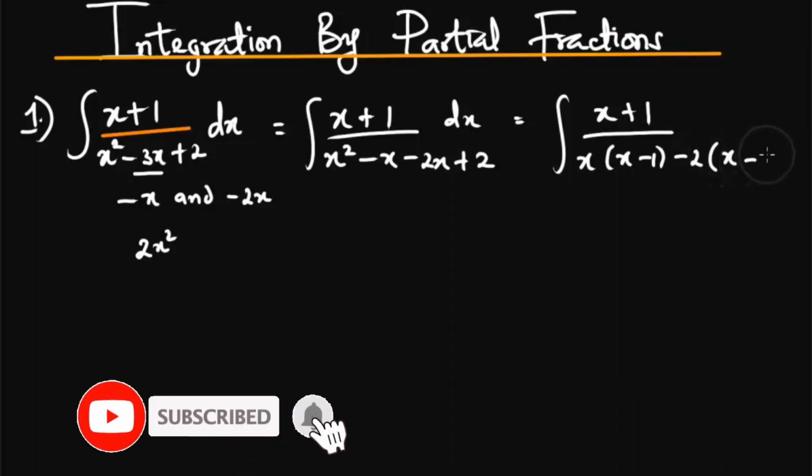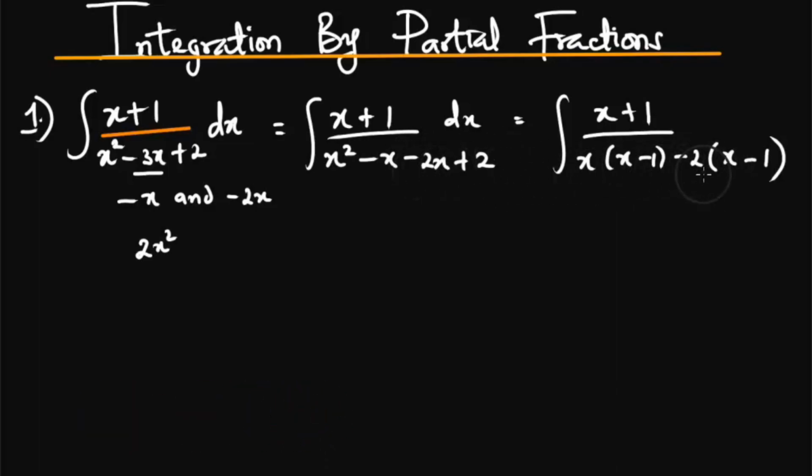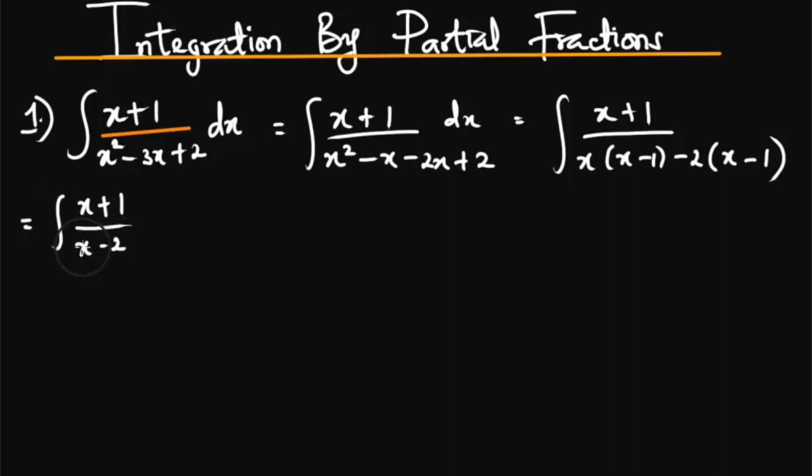x minus 1. Minus 2 multiplied by x gives us minus 2x, minus 2 multiplied by minus 1 gives us plus 2. So finally, simplifying this expression gives us the integral of x plus 1 divided by x minus 2 times x minus 1 dx. At this point, the next thing to do is to break our expression into partial fractions.